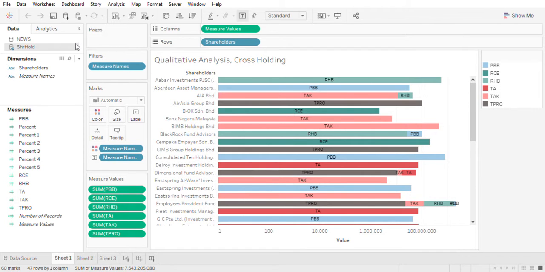So Tableau has got its own data warehouse which you can add using a new data source button over here. So we have added the news and the shareholders as you can see over here. So we have added two external data sets to the data warehouse of Tableau for us to do the qualitative analysis, basically data visualization.